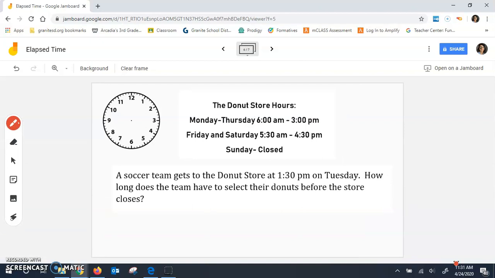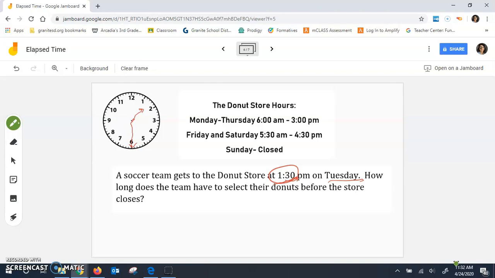It says a soccer team gets to the donut store at 1:30 on Tuesday. So I look here. Okay, Tuesday's still in this range. How long does the team have to select their donuts before the store closes? So 1:30 on Tuesday. Those are my important things. They get there at 1:30. I'm going to try and draw it as best as I can on my clock. 1:30. And the donut store closes at 3 o'clock.